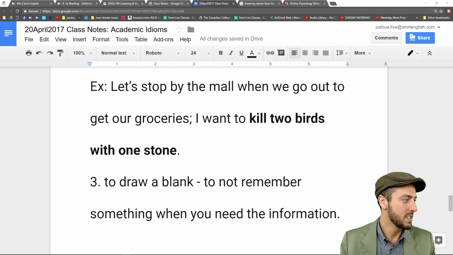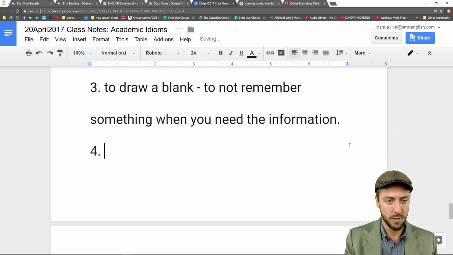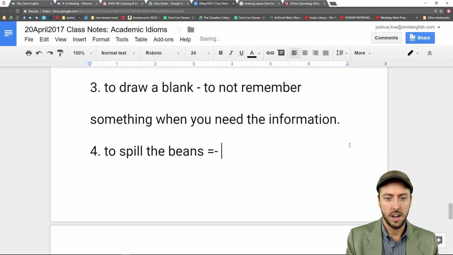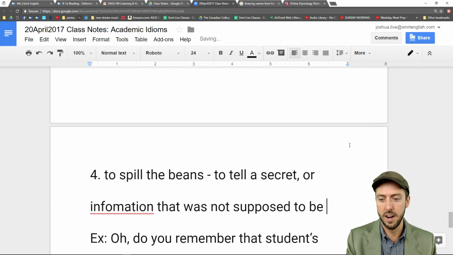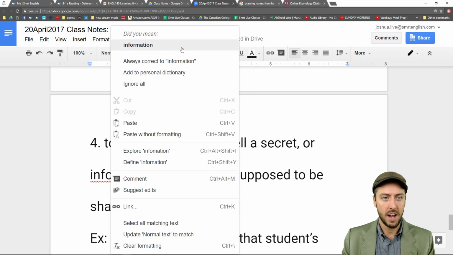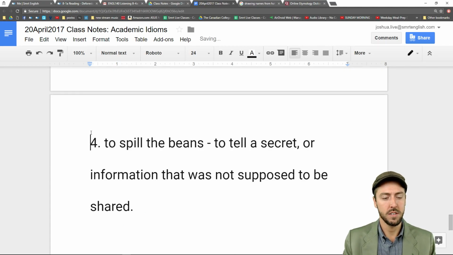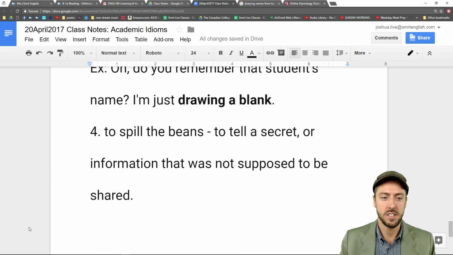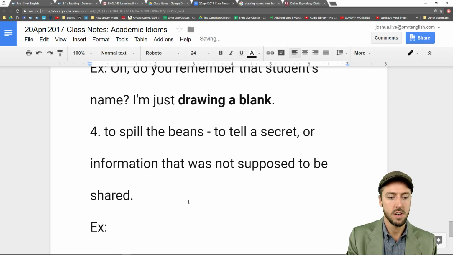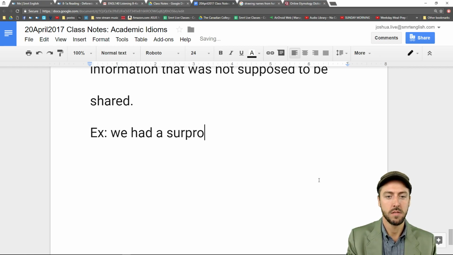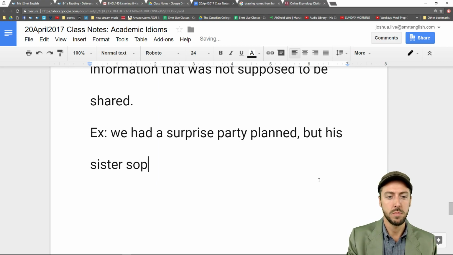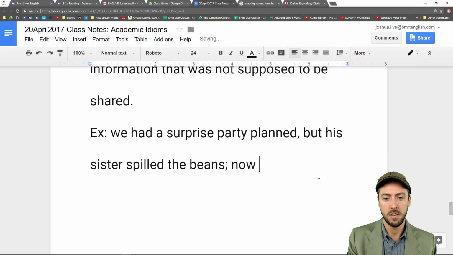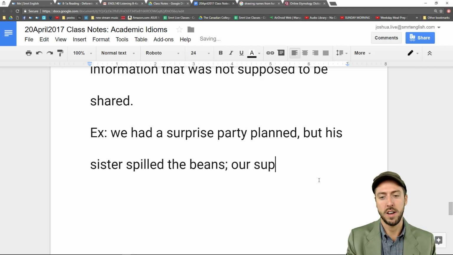Spill the beans is a good one. So let's make our fourth one, to spill the beans. This means to tell a secret or information that was not supposed to be shared. Okay, to spill the beans is to share a secret. Here's an example sentence. We had a surprise party planned, but his sister spilled the beans. Now our surprise is ruined.